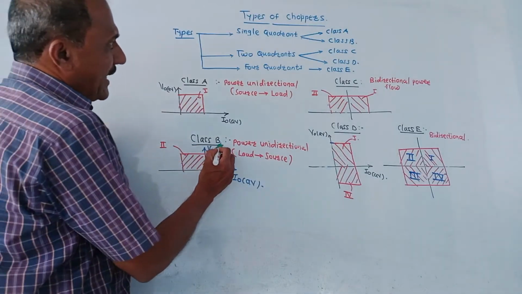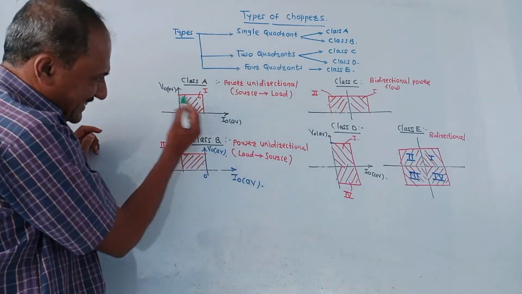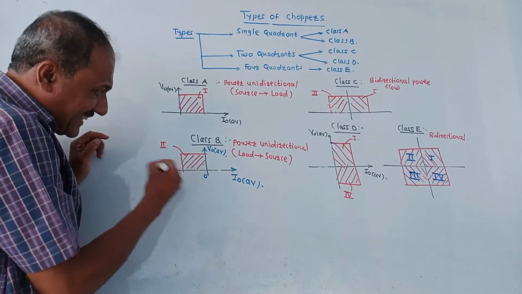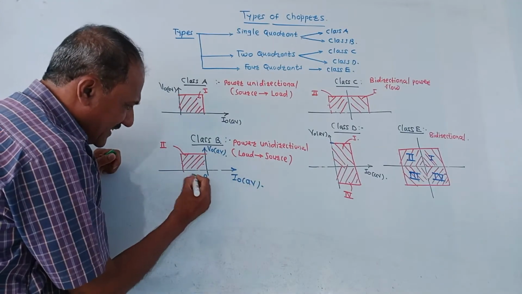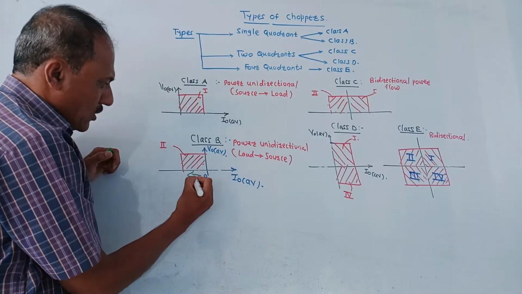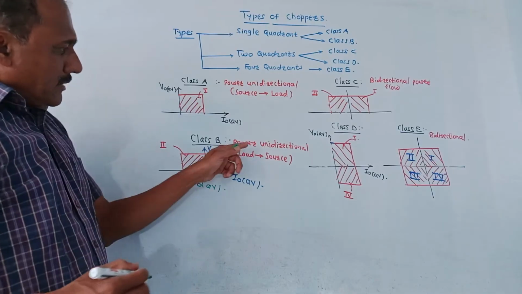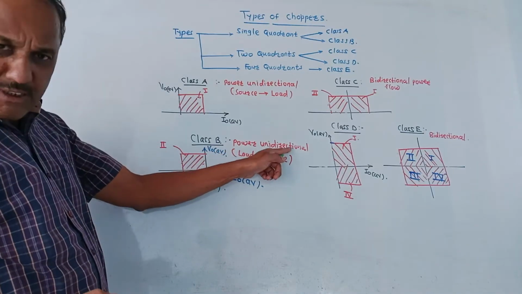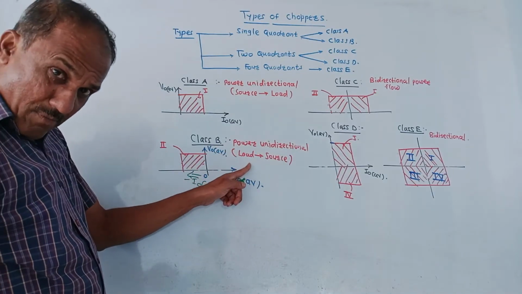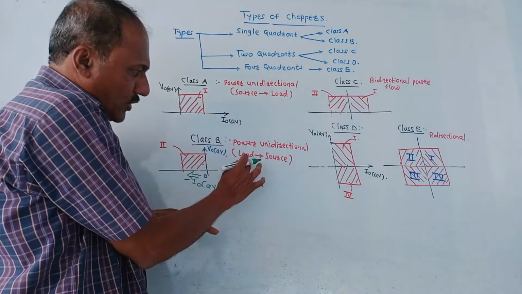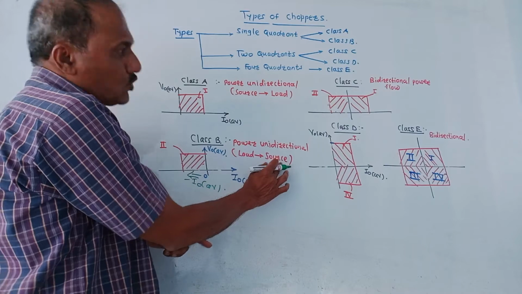Second is class B. Again, it is single quadrant operation, but it is in the opposite direction. So in this case, voltage is positive, but current is negative. Here there is zero, and on this side the current is negative. So here you are getting minus I0 average value. Therefore, the power transmission is unidirectional, but it is in the reverse way compared to the first case. So it will be from load to the DC source.